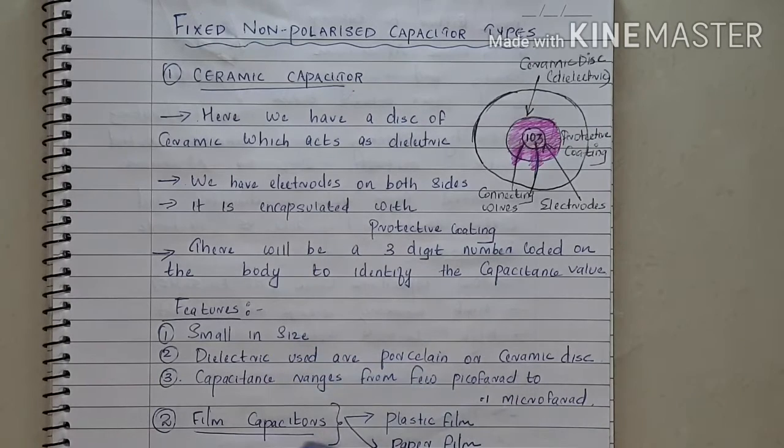Features of ceramic capacitors are, they are smaller in size, and the dielectric used is either porcelain or a ceramic disc, and capacitance ranges from a few picofarad to 0.1 microfarad. Pico means 10 raised to minus 12 and micro means 10 raised to minus 6.